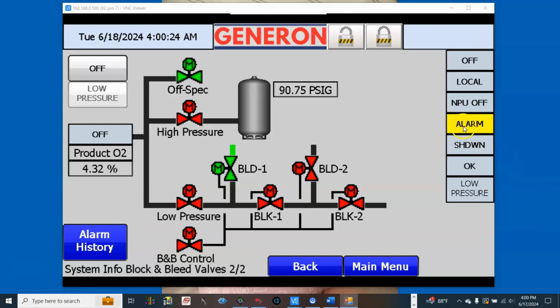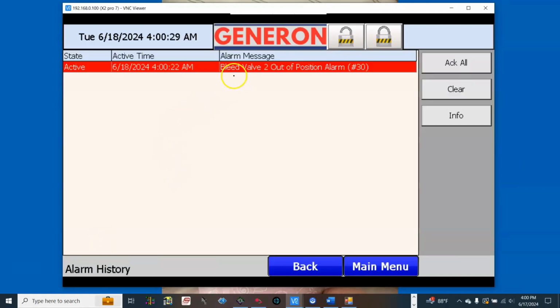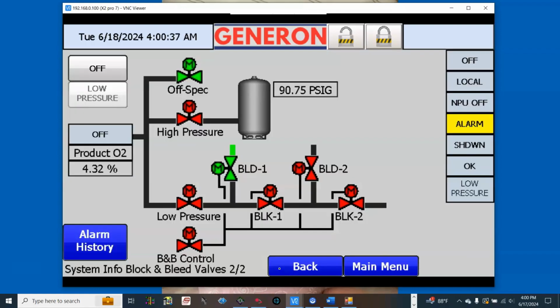Alarm is on now. Alarm message: bleed valve number 2 out of position. Bleed valve number 2 is supposed to be open. When it is open, alarm is off.